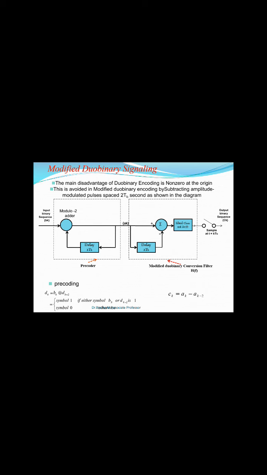The very minute changes are made on the encoder side. In your duo-binary encoder, we introduce only a 1 bit delay. Now in modified duo-binary signaling, we introduce a 2 bit delay. That's why I mentioned that you are going to space the signal by 2 times the bit time period. The pre-coder circuit eliminates your error propagation. This is your pre-coder circuit. First you will have the original bit information.